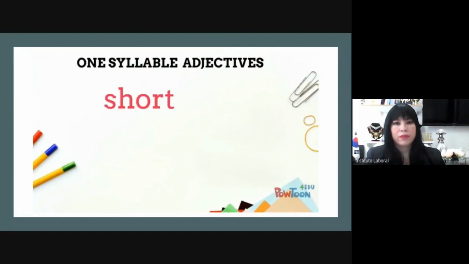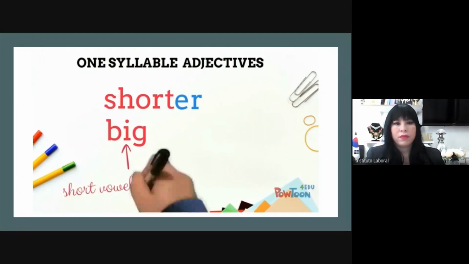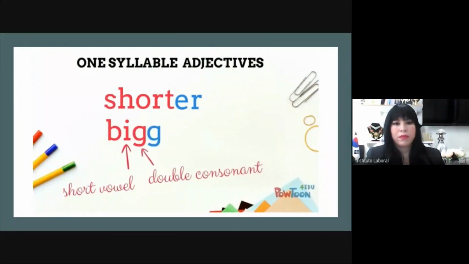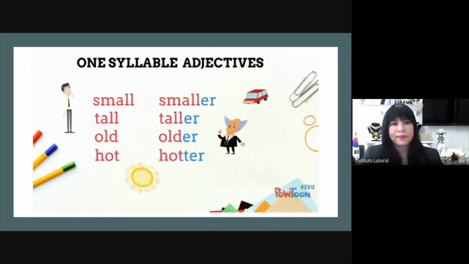If the adjective has only one syllable, we make its comparative form by adding the suffix -er: short, shorter. And if the adjective has a short vowel and a consonant at the end, we double the consonant. Big, bigger. More examples: small, smaller. Tall, taller. Old, older. Hot, hotter.